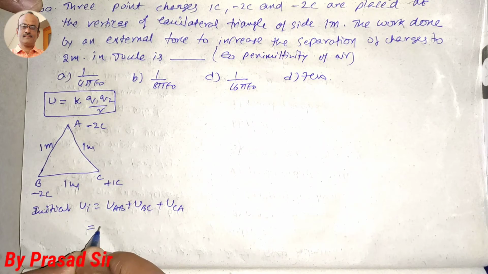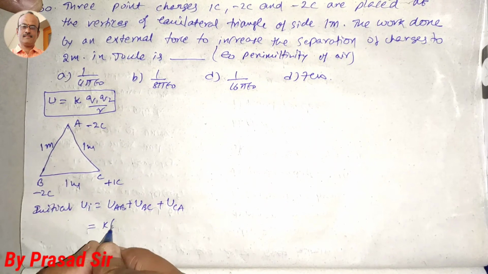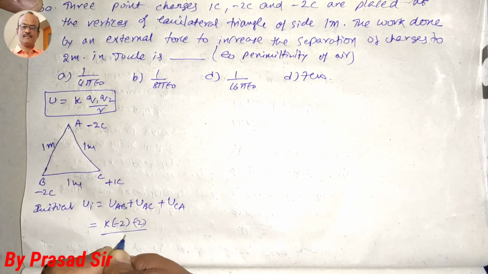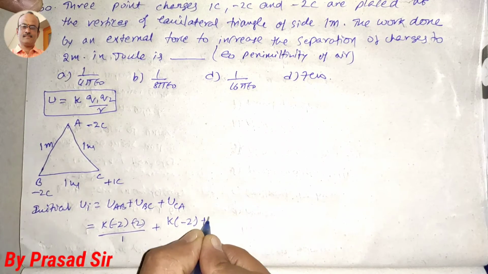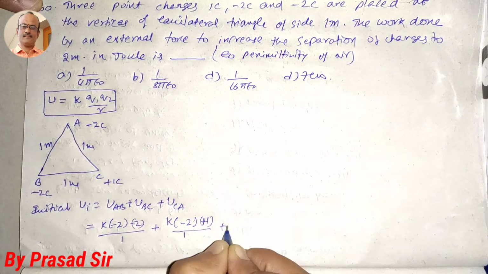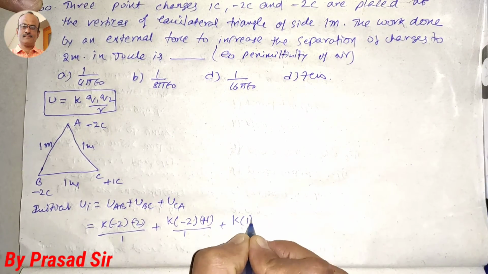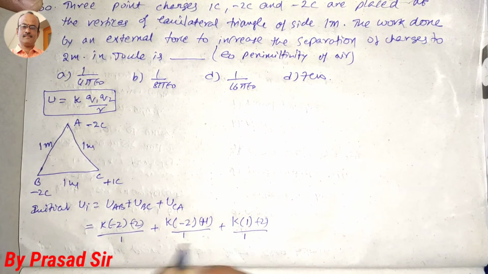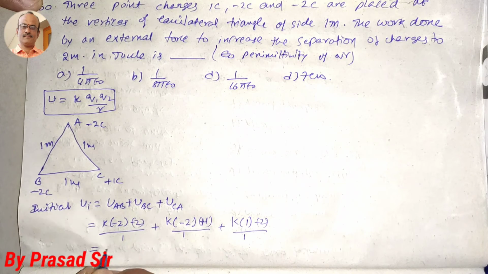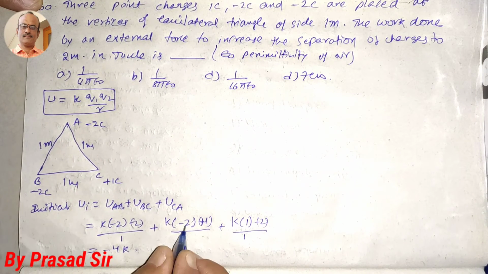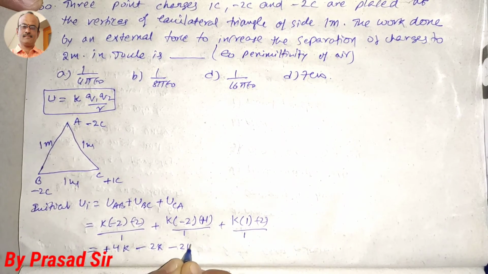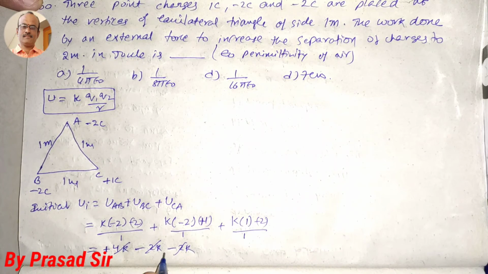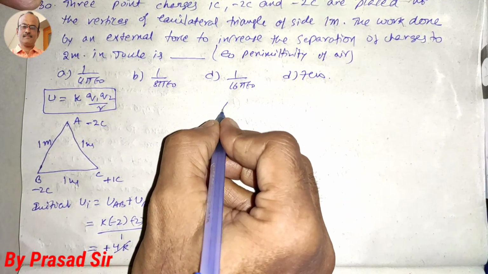So that means in all these cases, constant K into AB means minus 2 into minus 2 divided by 1, plus K into minus 2 into plus 1 divided by 1, plus K into 1 into minus 2 divided by 1. So what happens here? Minus into minus, plus 4K, minus 2K and minus 2K. Here plus 4K minus 4K. So what is the answer here? 0.